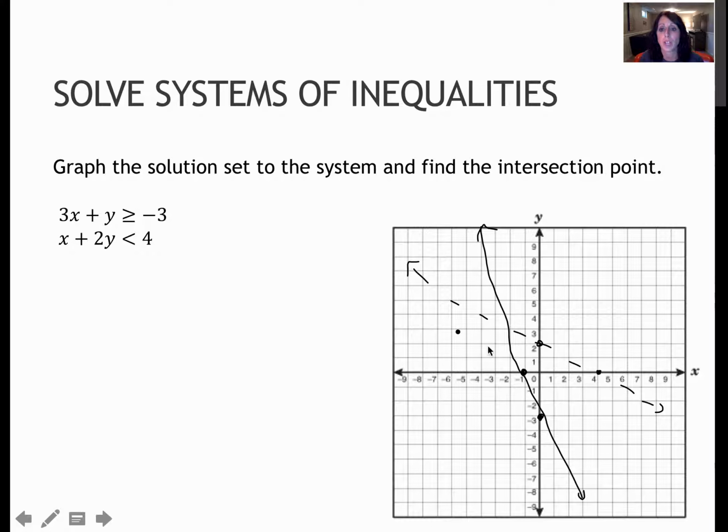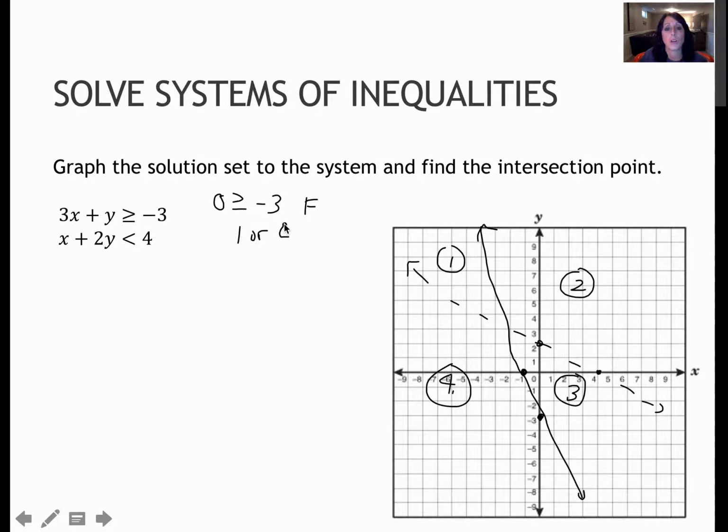To find out which way to shade, 0, 0 seems like a good test point to use. So if I plug in 0, 0 here, I get 0 is greater than or equal to -3, which is false. So again, if I had this, and you don't have to number them, but some people like to be super organized. This one tells me that 0 is greater than or equal to -3, which is false, which means the solid line should not be shaded towards 0, 0. So it's either 1 or 4 we're looking at.